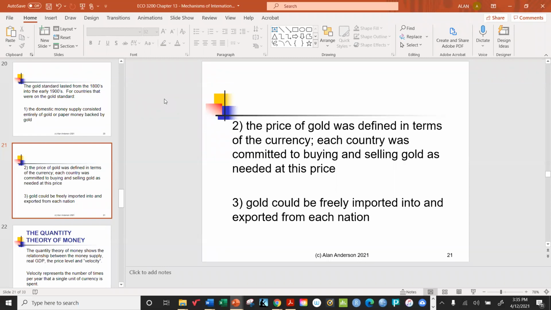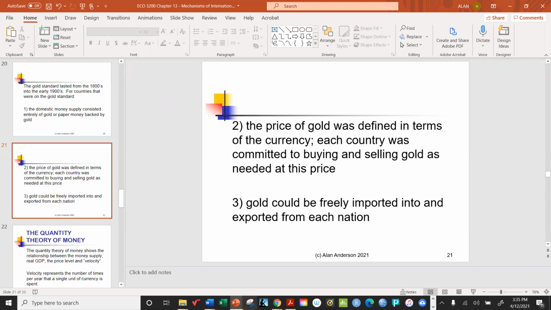Because the money supply is defined in terms of gold, that means that by definition, our currency is also defined in terms of gold. So in other words, exchange rates were based on how much each currency could buy in terms of gold. So that's how the exchange rates were determined, by comparing how much each one was worth in terms of the price of gold.